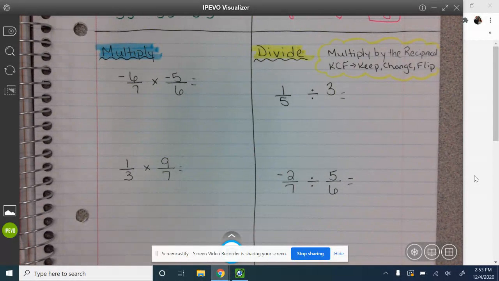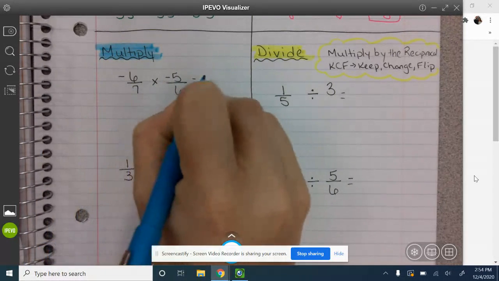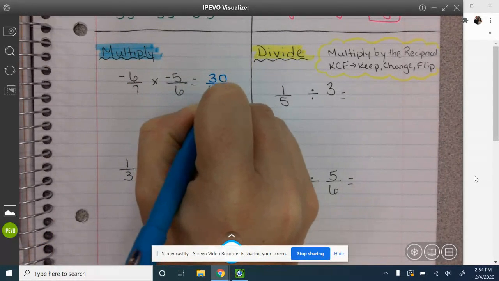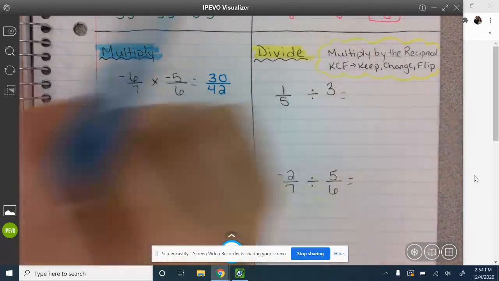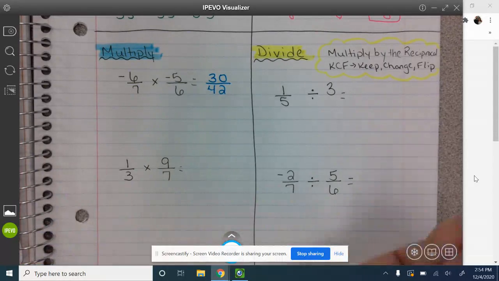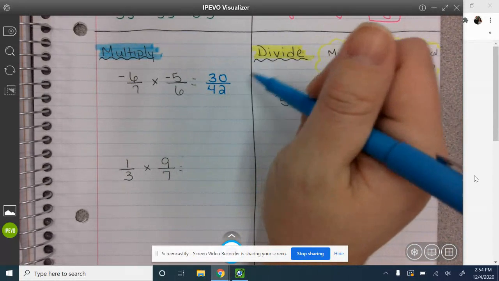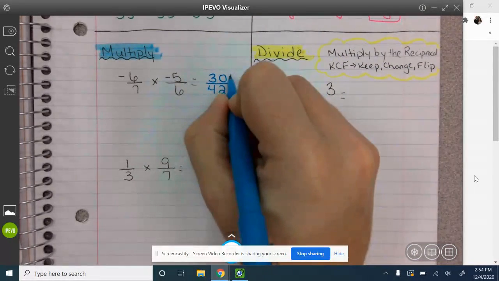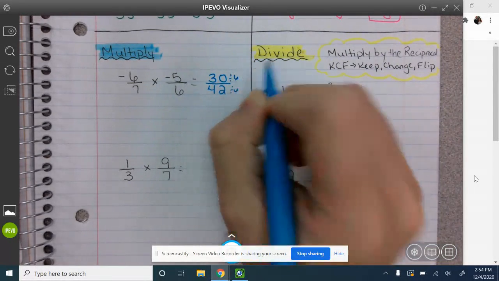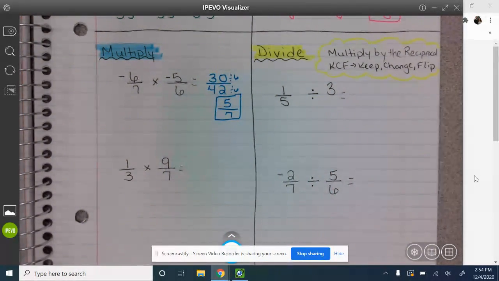To multiply fractions, you're going to go straight across. -6 times -5 is positive 30. 7 times 6 is 42. Now, at the end, we would have to simplify this. You got to think about what numbers go into both. So 2 goes into both. 3. What else could go into both? We could get all the way up to 6. So I'm going to divide both by 6, and I would get 5/7 as my answer.